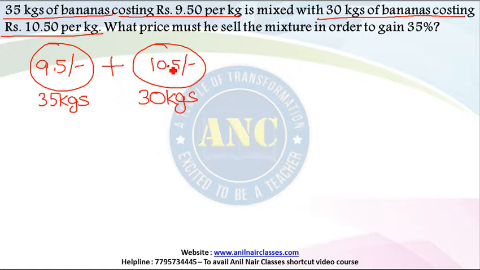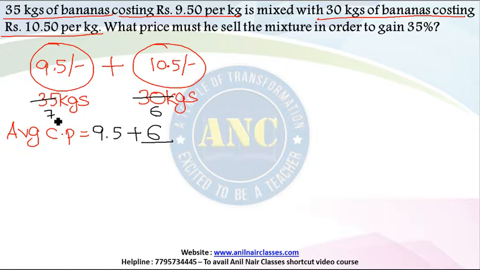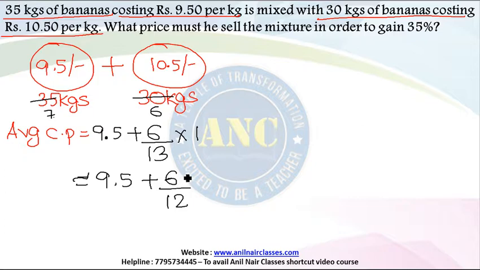Now forget about the next statement. How will you find the average cost price of this resultant mixture after mixing? This is 5 into 7. This is 5 into 6. 9.5 plus diagonal element is 6. Sum of 6 and 7 is 13. Difference of 10.5 and 9.5 is 1. So it is 9.5 plus 6 by 13. 6 by 13 is approximately equal to 6 by 12, which is 1 by 2, which is 0.5. 9.5 plus 0.5. Average cost price of the resultant bananas per kg is 10 rupees.